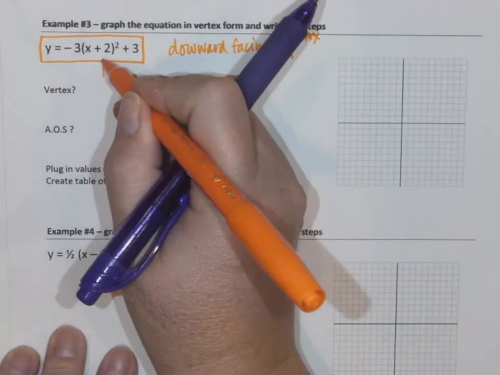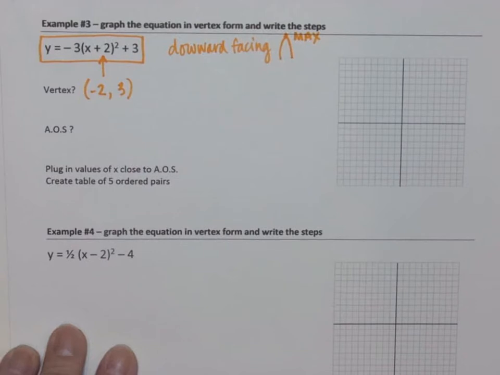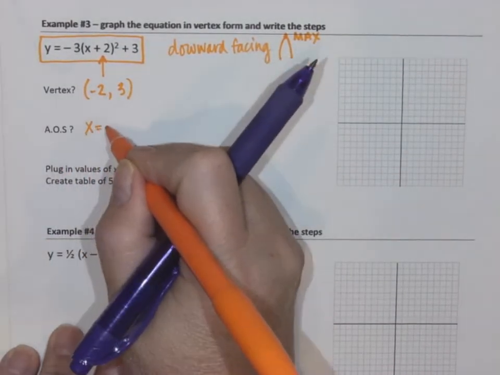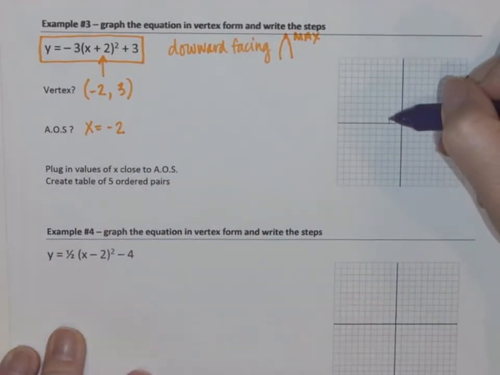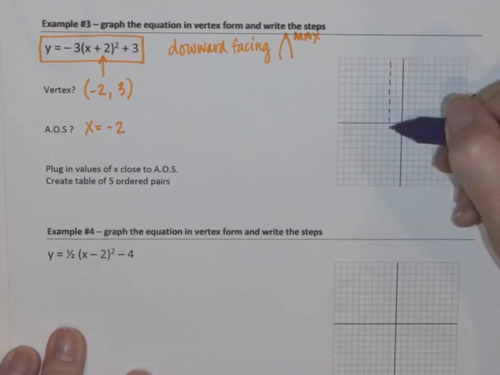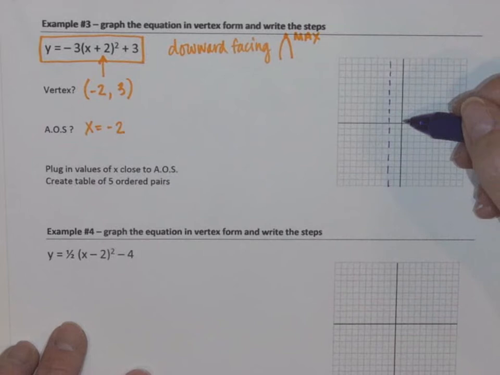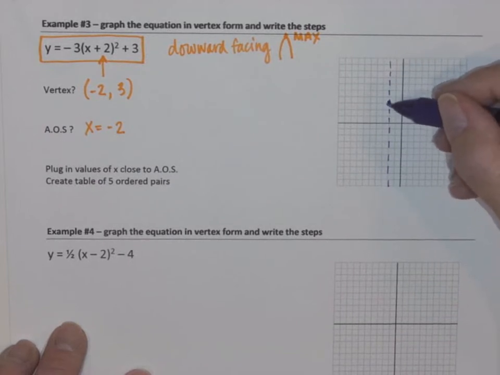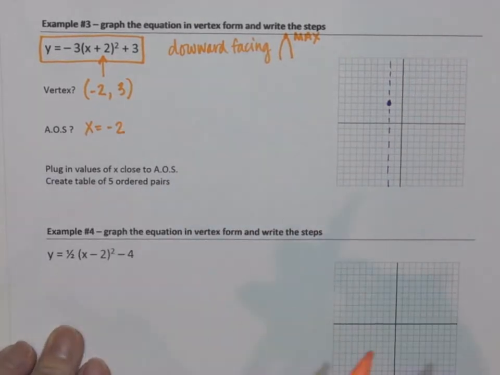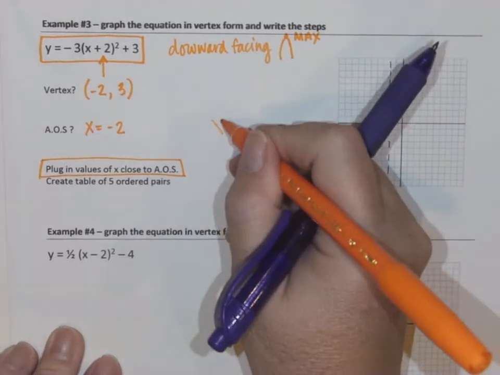My vertex is going to be -2, +3. Those are the h and k values there. And then, of course, my axis of symmetry is just the x is -2 because the value of x here gives me my axis of symmetry. So I'm going to go ahead and plot that. And I'm also going to plot my vertex, which is -2, +3. And then I'm going to start plugging in some values that are close to -2. And I'm going to create a table.